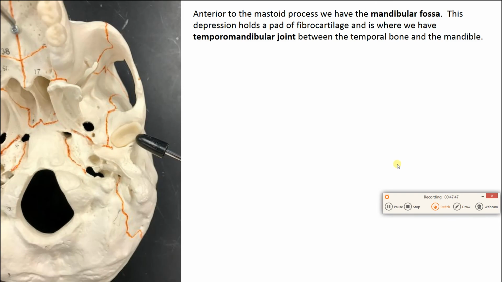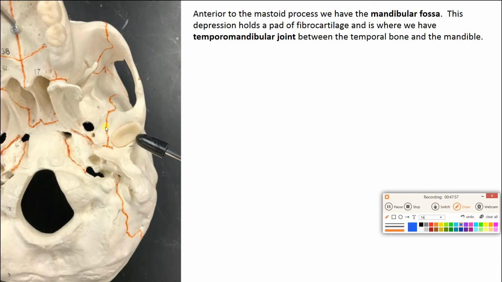What else do I see? I see an indentation. An indentation on a bone is often called a fossa. So this indentation here, and there's actually a pad of fibrocartilage, really strong cartilage in it. This indentation here is called the mandibular fossa because it is the depression where the mandible is going to join and form a joint with the temporal bone. That is the movable joint you have on each side of your skull, which lets your jawbone move up and down. That joint there is called the temporomandibular joint.